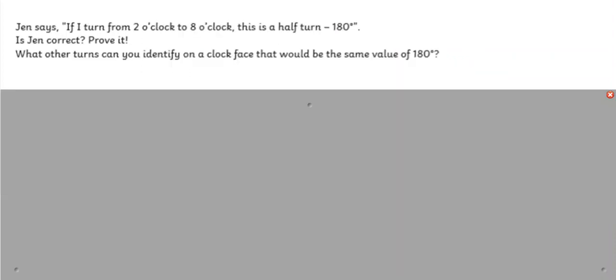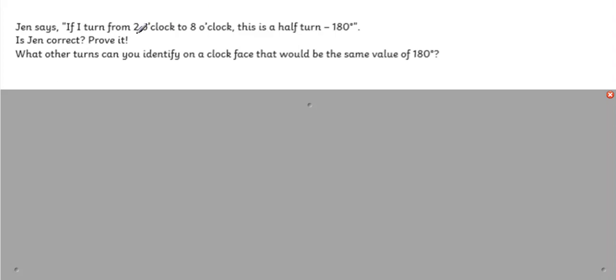Let's have a look at this one. So Jen says, if I turn from 2 o'clock to 8 o'clock, this is a half turn, so 180 degrees. Is Jen correct? Prove it. What other turns can you identify on a clock face that would be the same value of 180?